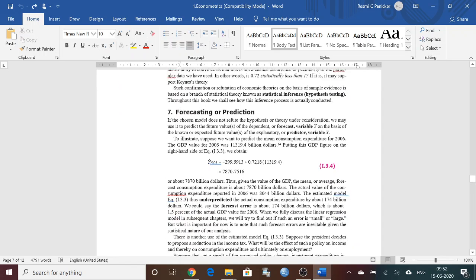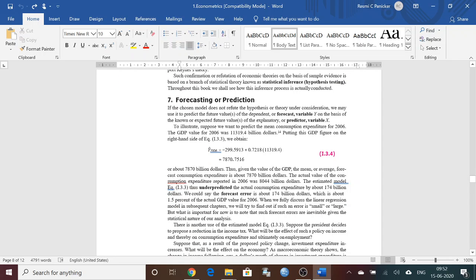And the seventh step is forecasting or prediction. So based on this regression equation, you can tell the future value of consumption expenditure of a student. Suppose I'm telling you, if the scholarship value of a student is 11,319.4, her consumption expenditure is 7,870, right? So this will be her consumption expenditure. She will spend more than 7,000 rupees for her consumption. So this is what you are going to do in this step. You are going to forecast the consumption expenditure based on the income level.